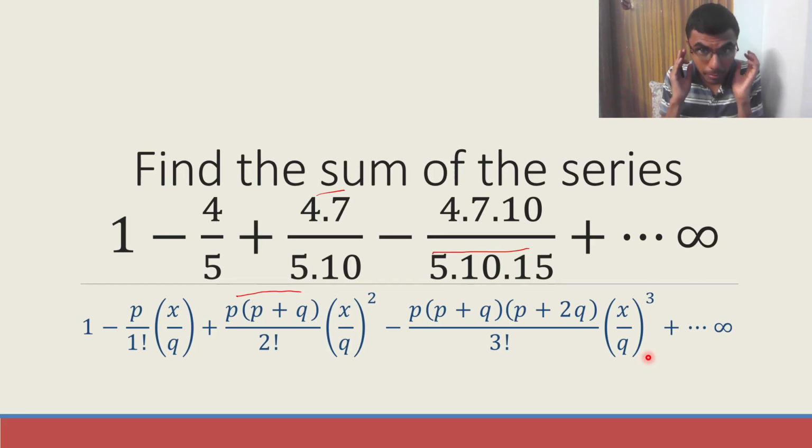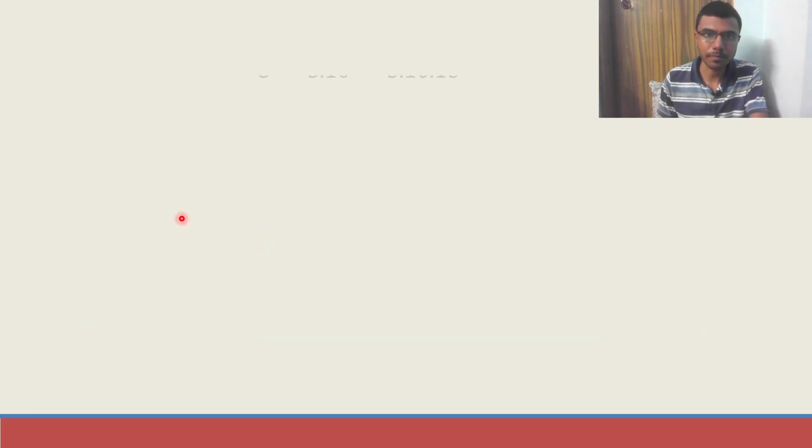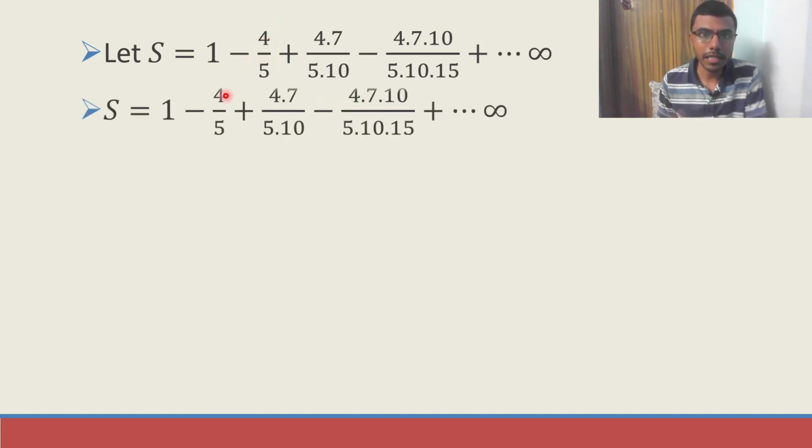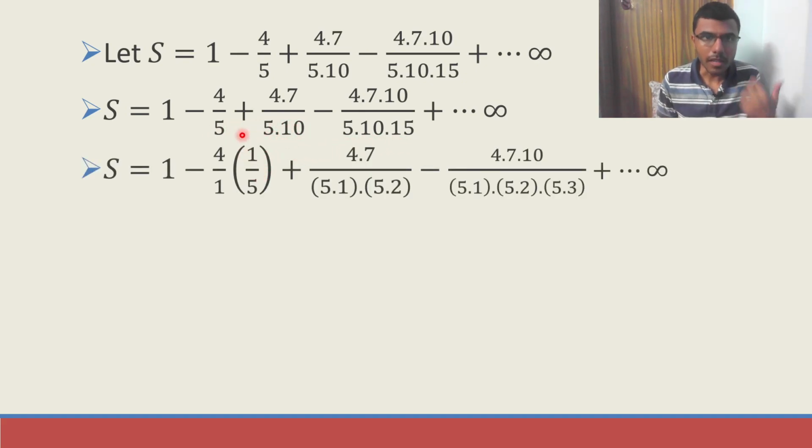Fine, I'm going to go a bit fast, so please stay with me, see the procedure. Fine, so I'm going to take the given sum as S. Okay, as you mentioned, I need 1 factorial in the second term, so I'm going to write it as 4. What I did is, I just wrote it as it is in the first term. Now write this as 4 by 1 into 1 by 5. Okay, 4 by 1 into 1 by 5.